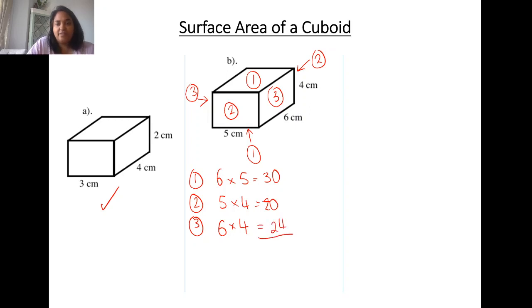And I add these together, get 30 plus 20 is 50, 60, 74. And then I must remember to times this by 2 so that I get all 6 panels. So 74 times 2, 148 centimetres squared. Don't forget the unit.